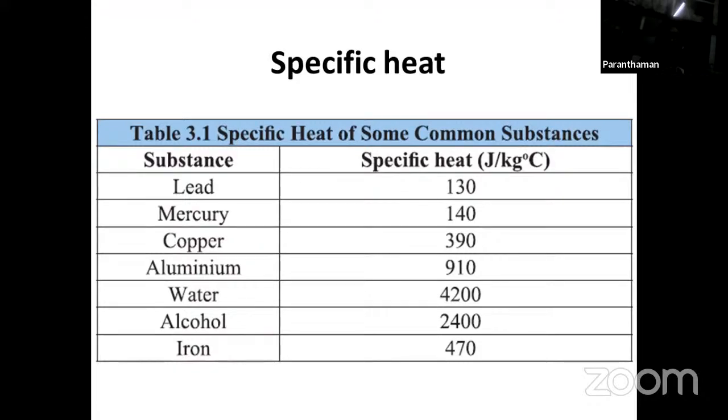See which one is highest? Water. Water has the highest specific heat in the list. 4,200 joules we have to give for 1 kilogram of water to raise it through 1 degree. Maybe it is 28, to raise it to 29 degrees, we have to give 4,200 joules for 1 kilogram. For alcohol, it is 2,400. For lead, it is very less, about 1/3.